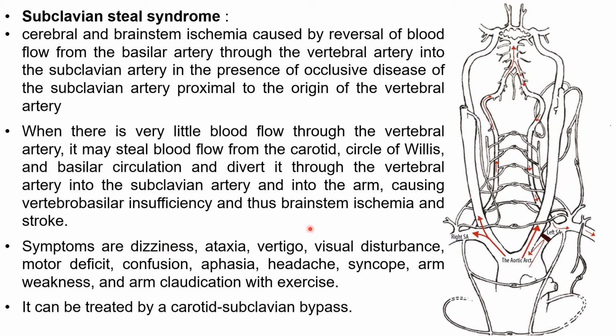Confusion, aphasia, depending on which side of the brain is affected, headaches, syncope, arm weakness, and arm claudication with exercise, because the blood is not going to be enough. And it is usually treated by a carotid subclavian bypass.